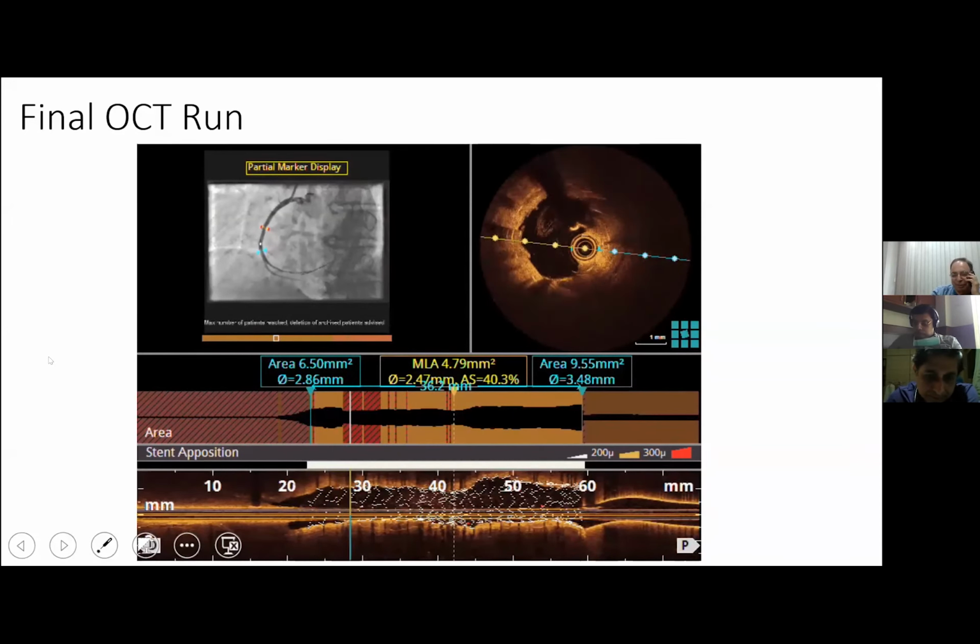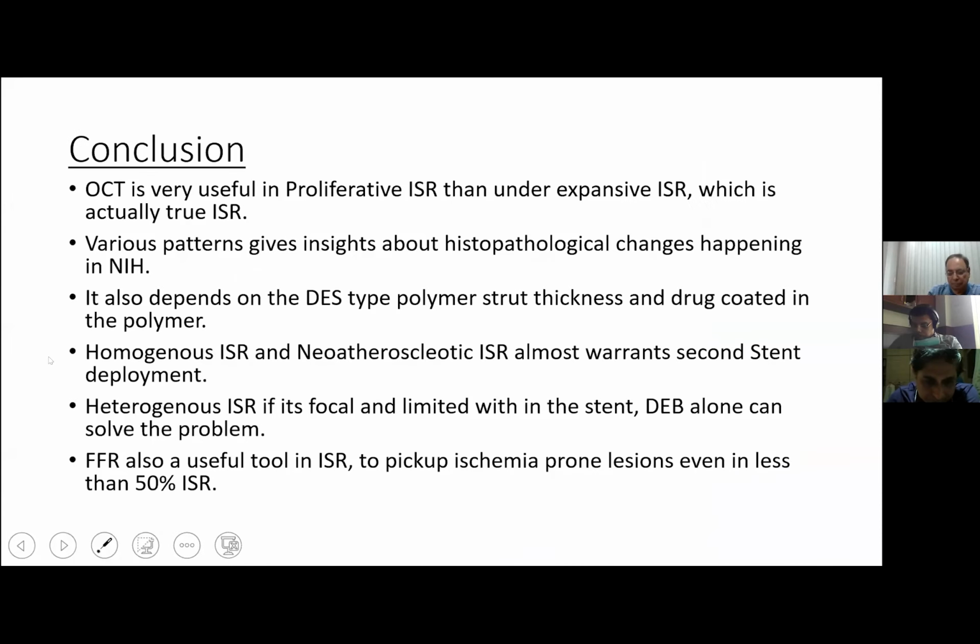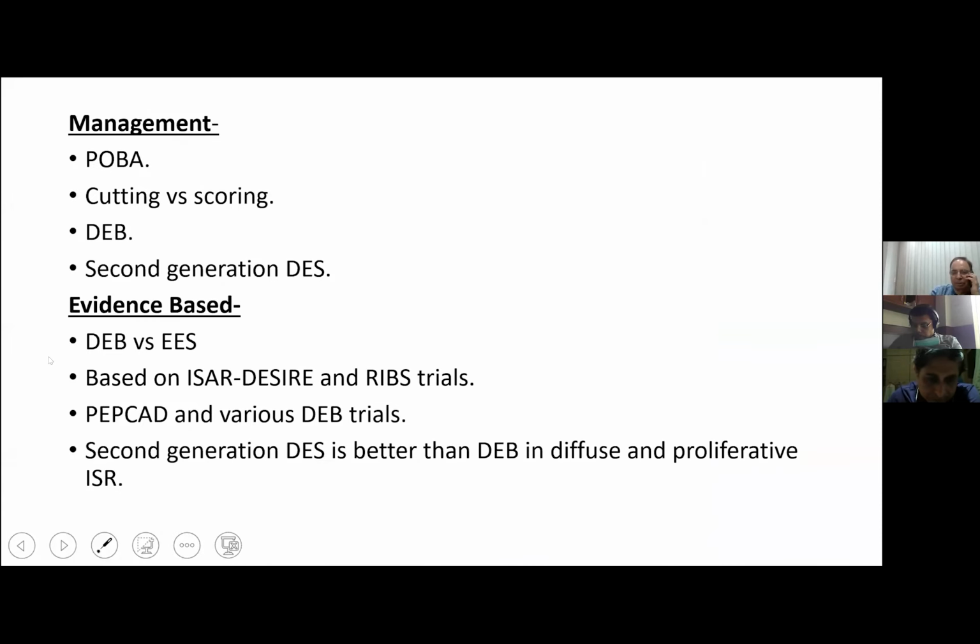I think the residual stenosis, I think you must have done one more post-dilatation after that. An OCT run would have been done again, I think. And so what are the options we have now? We have a plain old balloon dilatation. This is basically in an underexpansive ISR.